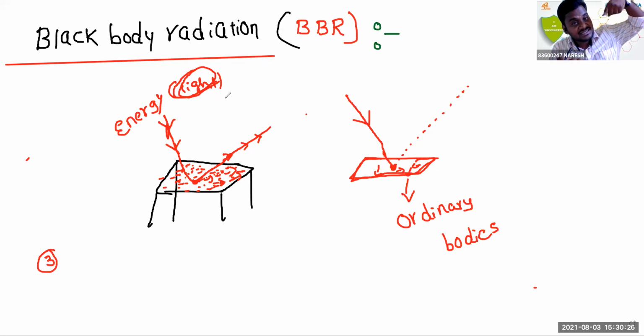But all the incident radiant energy is not completely absorbed by the body. That is why that body is called an ordinary body. Therefore, ordinary bodies are not perfect absorbers. Now the conclusion. From these points, what do you observe? Now you can tell me.